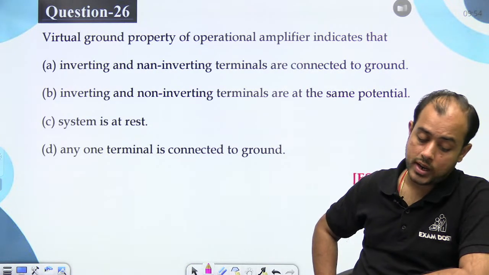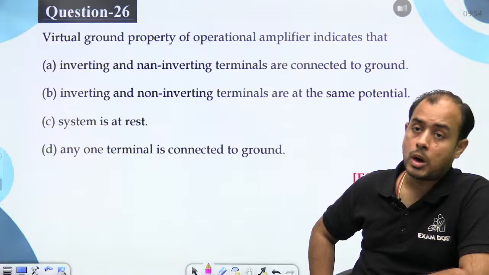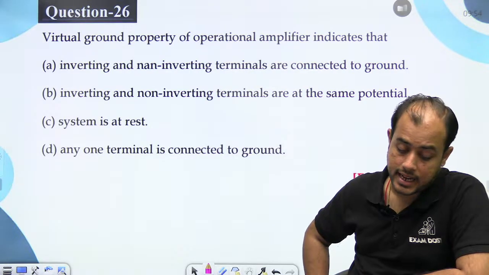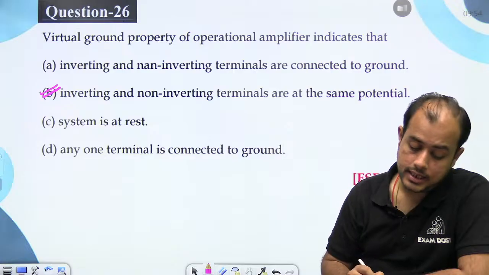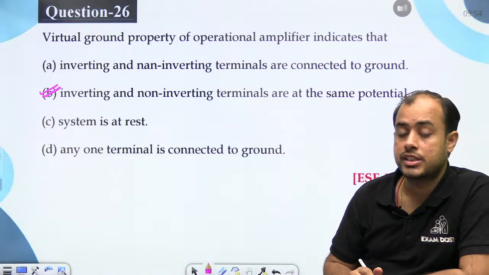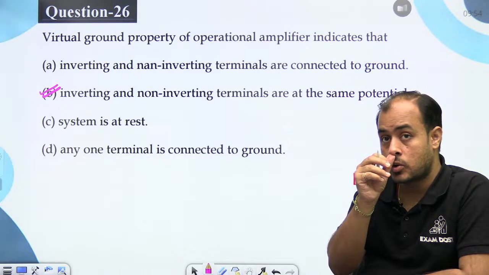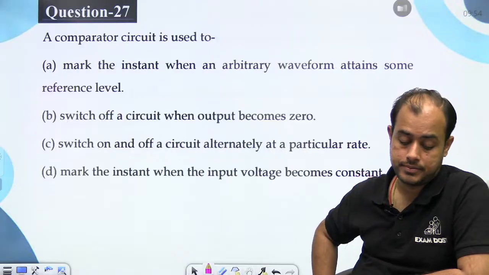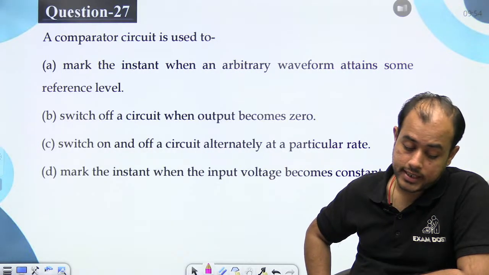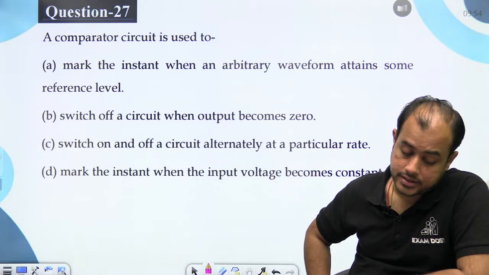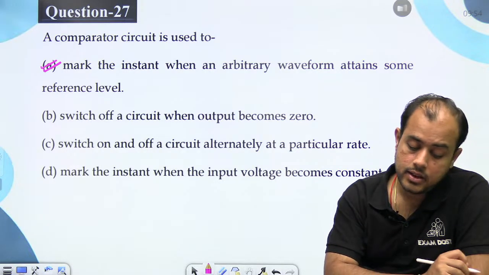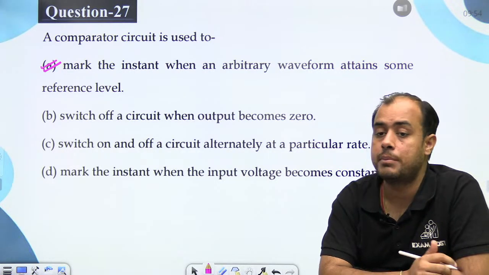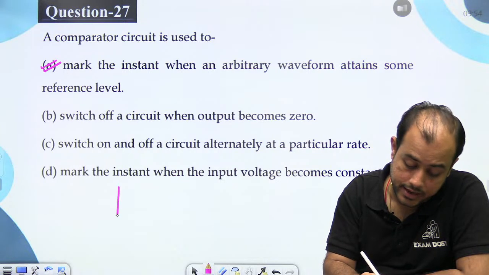ESE 2012, virtual ground property of op-amp indicates that inverting and non-inverting terminal have the same potential. That is why it is also called as virtual short. ESE 2012, a comparator circuit is used to mark the instant when arbitrary waveform attains a reference level.